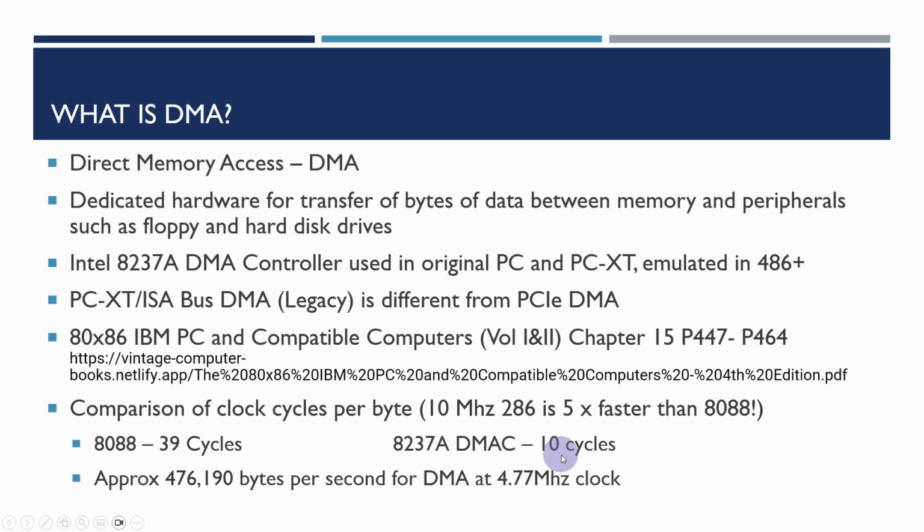So for the original 4.77 megahertz PC it made sense, in that it was about 4 times faster. The only problem is that a few years later, when the 10 megahertz 286s came out, they were about 5 times faster than the basic 8088. So in actual fact, programmed I/O, or the CPU accessing the peripherals, was faster than DMA, and DMA had to be stuck at around 5 megahertz for backward compatibility for about the last 40 odd years.